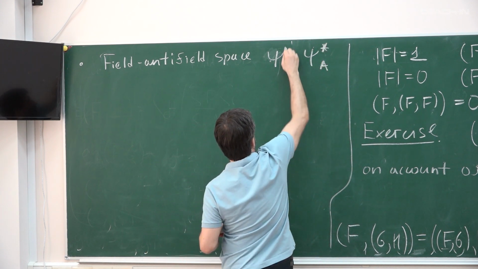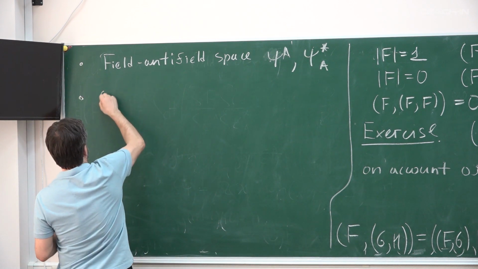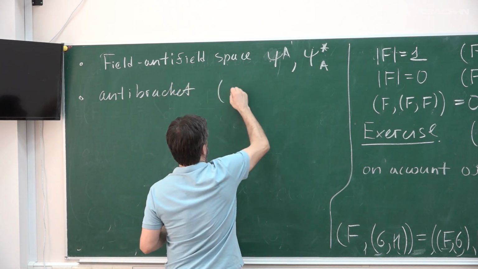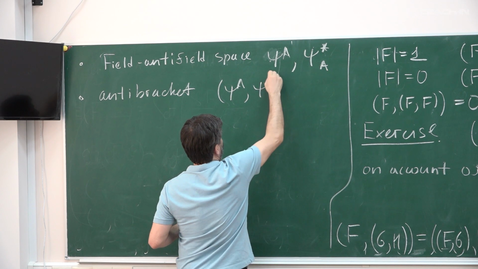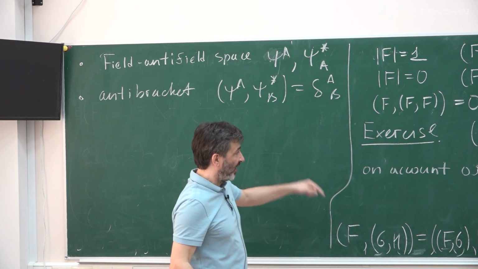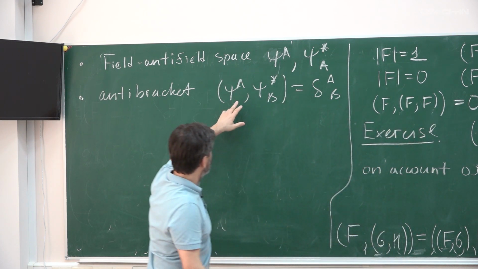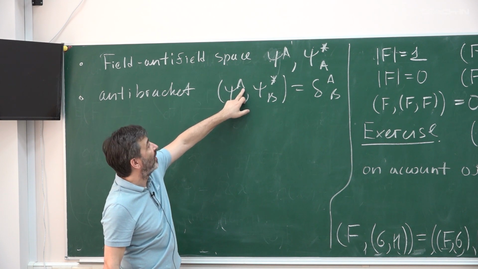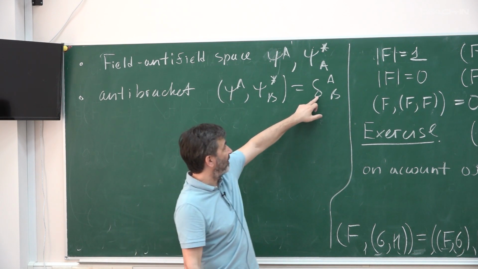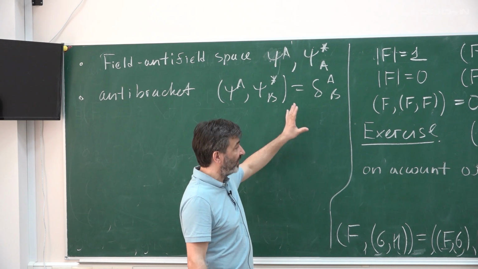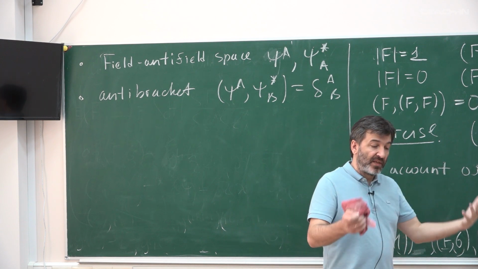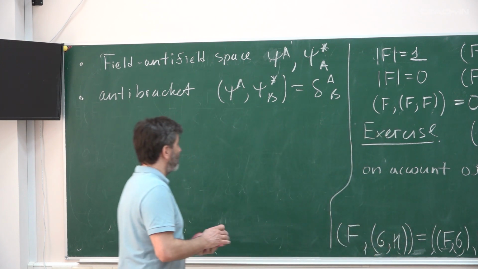And they are canonically conjugated in anti-bracket. So anti-bracket tells me that psi A, psi star B is equal to delta AB. If I want to recover this explicit time dependence, I should remember that A is actually a condensed notation, so it's an index plus time or plus space-time, and this delta symbol contains also delta function. But for the moment, let's not concentrate on these field theoretical difficulties and pretend as if our space of fields were finite dimensional.